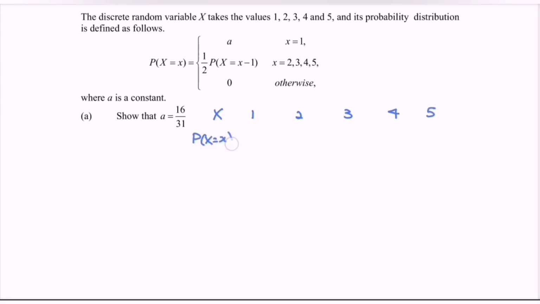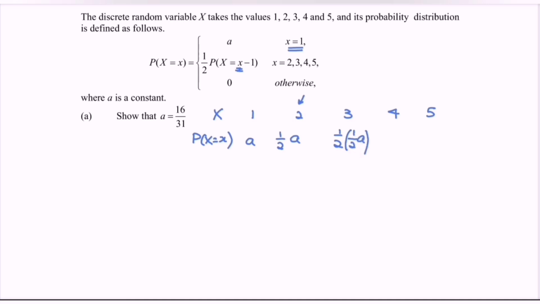probability. If we substitute 1, we will have a. If we substitute 2, then 2 minus 1 means that we have 1, multiplied with the probability that x is equal to 1, which refers to this part. So it will be 1 over 2 multiplied with a. Next, if we substitute 3, that means 3 minus 1, so the answer will be 1 over 2 multiplied with x equals 2, so reversing, x is equal to 2, which means again we multiply with 1 over 2a.